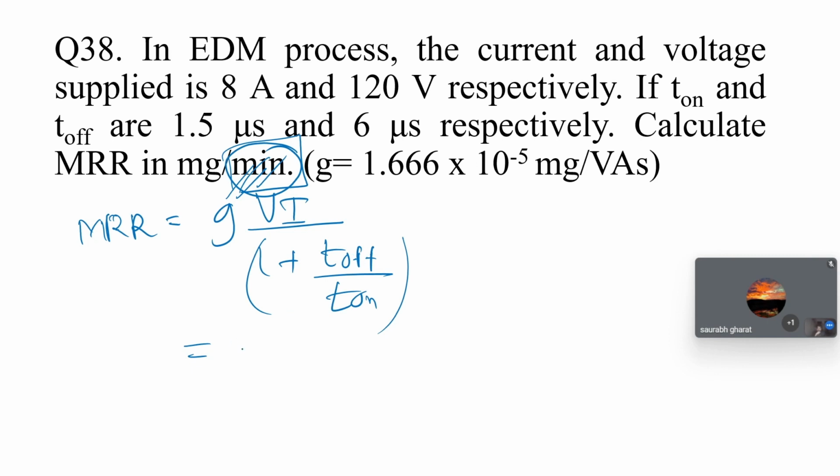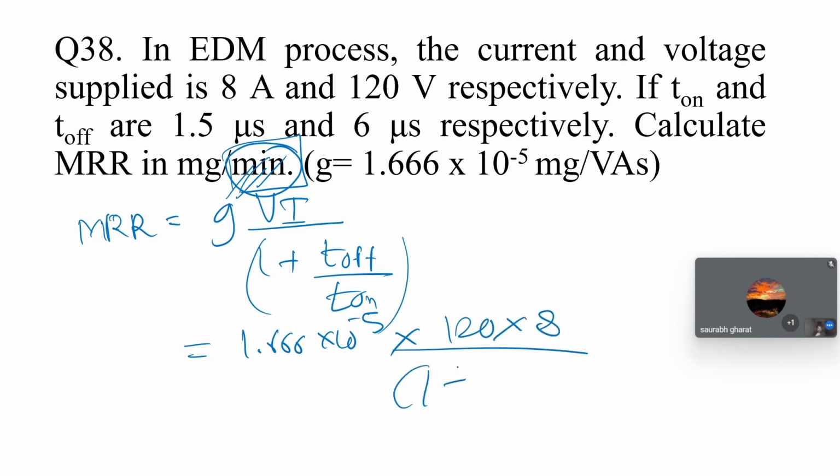Your G is 1.666 into 10 raised to minus 5, into your voltage 120, into current 8, divided by 1 plus your T off, which is 6, divided by 1.5. Just solve this, and multiply by 60 to get the answer in milligram per minute. Our constant is in seconds and the required answer is in minutes, so you need to change the minute part to get the correct answer.